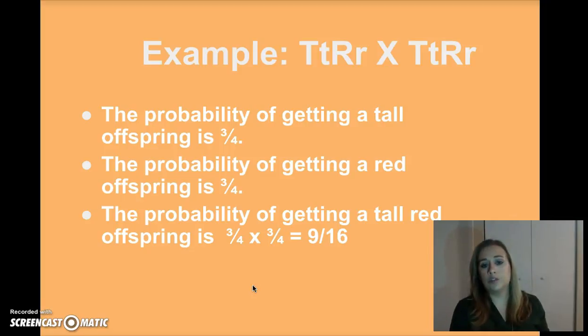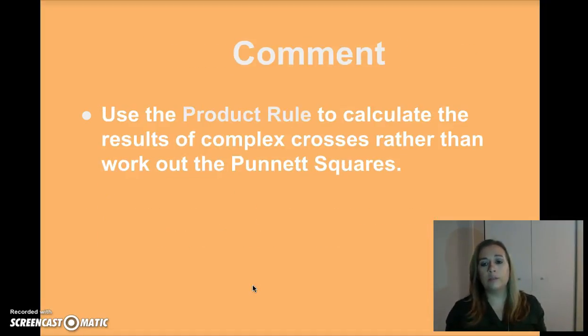Okay, so back to the tall and red example from earlier, the probability of getting a tall offspring is 3/4. The probability of getting a red offspring is 3/4. So if you look at the probability of getting tall and red together in one individual, it's 3/4 times 3/4, which is 9 out of 16. You're able to do this with all these much larger crosses, and it's going to save you a lot of time instead of creating Punnett squares.